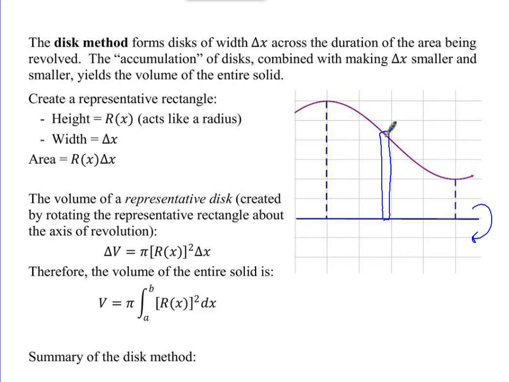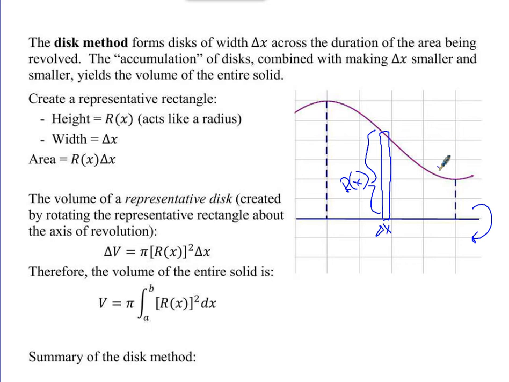Okay? So this distance right here is capital R of X, and we're using capital R because it is a radius as you revolve that thing around. The width of that representative rectangle is delta X in this case because this is the x direction right here, and we would be going from one x coordinate to the other, so that has to be a delta X. If that was a horizontal representative rectangle, which we'll get to, then that would be a delta Y.